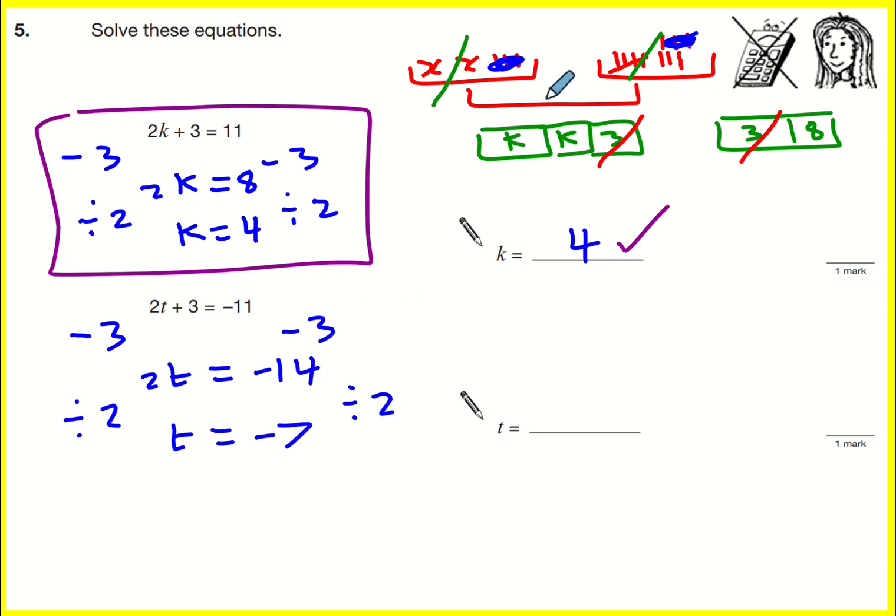Harder to do with sets of scales and bar diagrams because of the negative, for sure. You could again try some numbers. So the fact that we're adding 3 to something and getting a negative must mean that t is negative. Just keep trying them, and when you get to minus 7, you get minus 14 plus 3, that does equal minus 11.